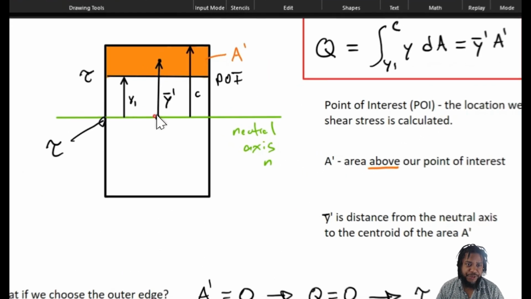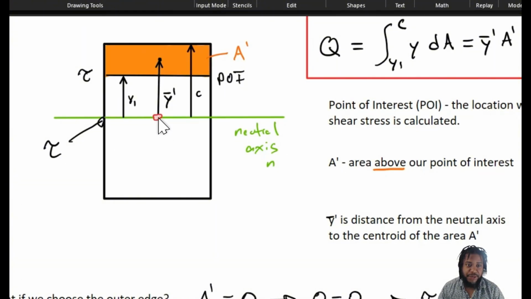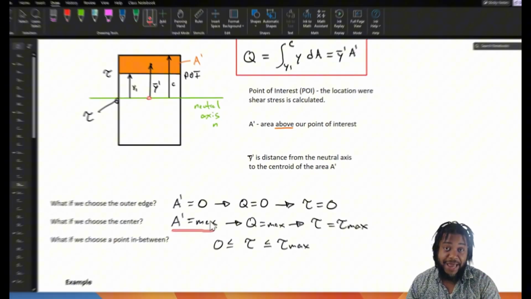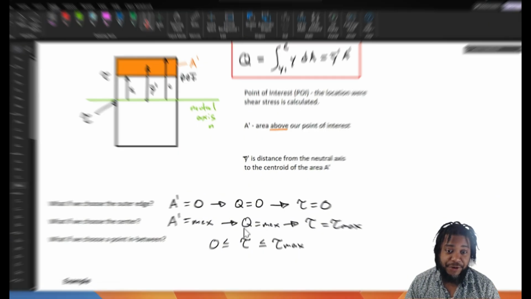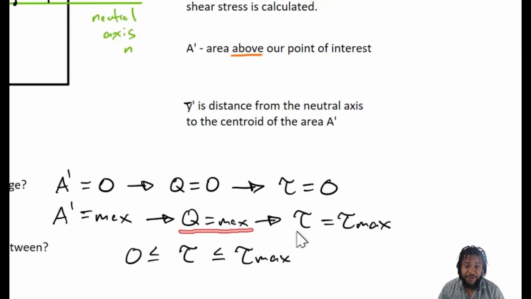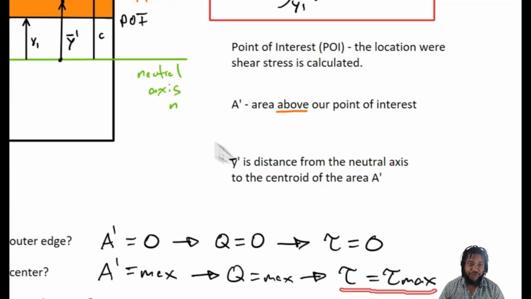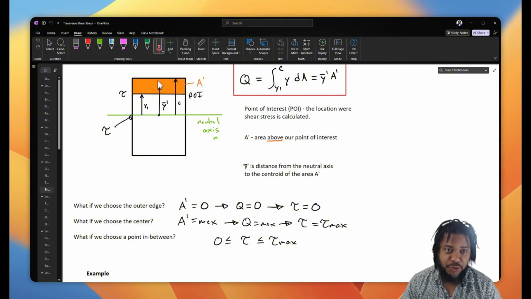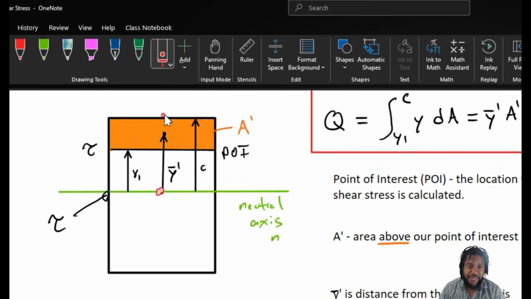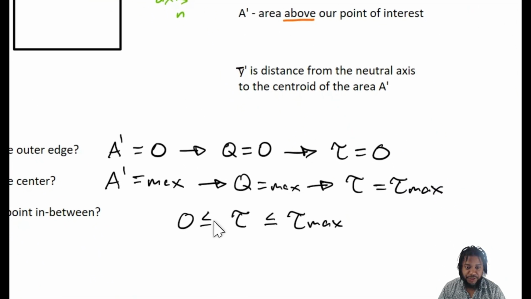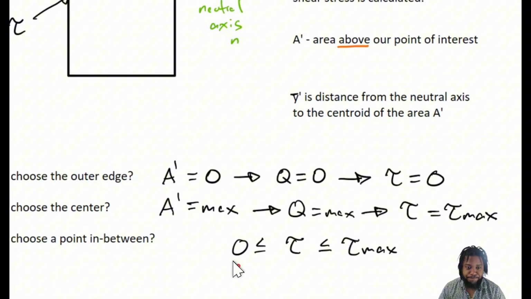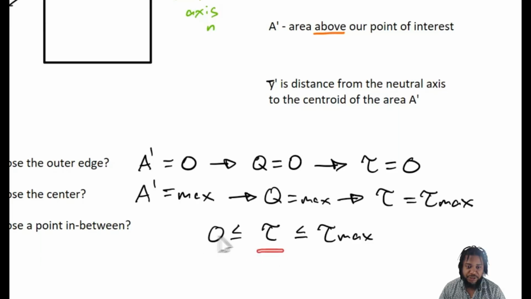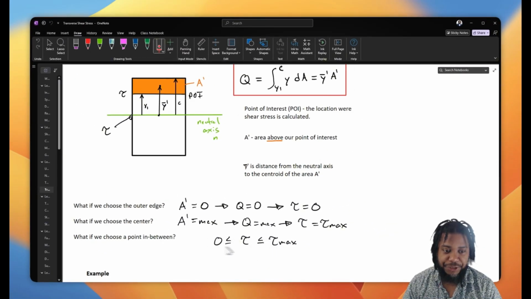Now, what if we choose a point directly in the center of our beam? Well, then the area above that point is maximized. And if the area is maximized, Q is maximized, and thus our maximum transverse shear stress is located at the center of our cross section. These two points, the center and the edge, give us the bounds of shear stress. So between the free edge and the center of our member, our transverse shear stress ranges between those two extremes.